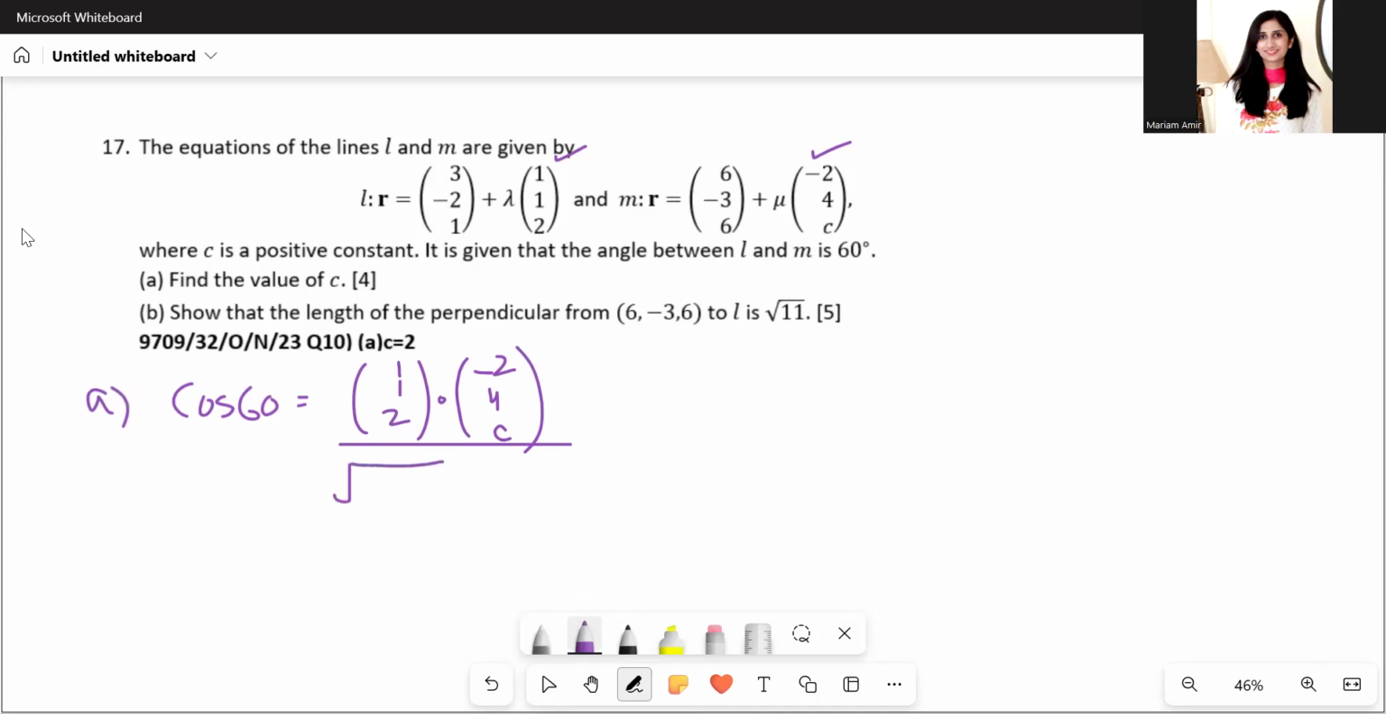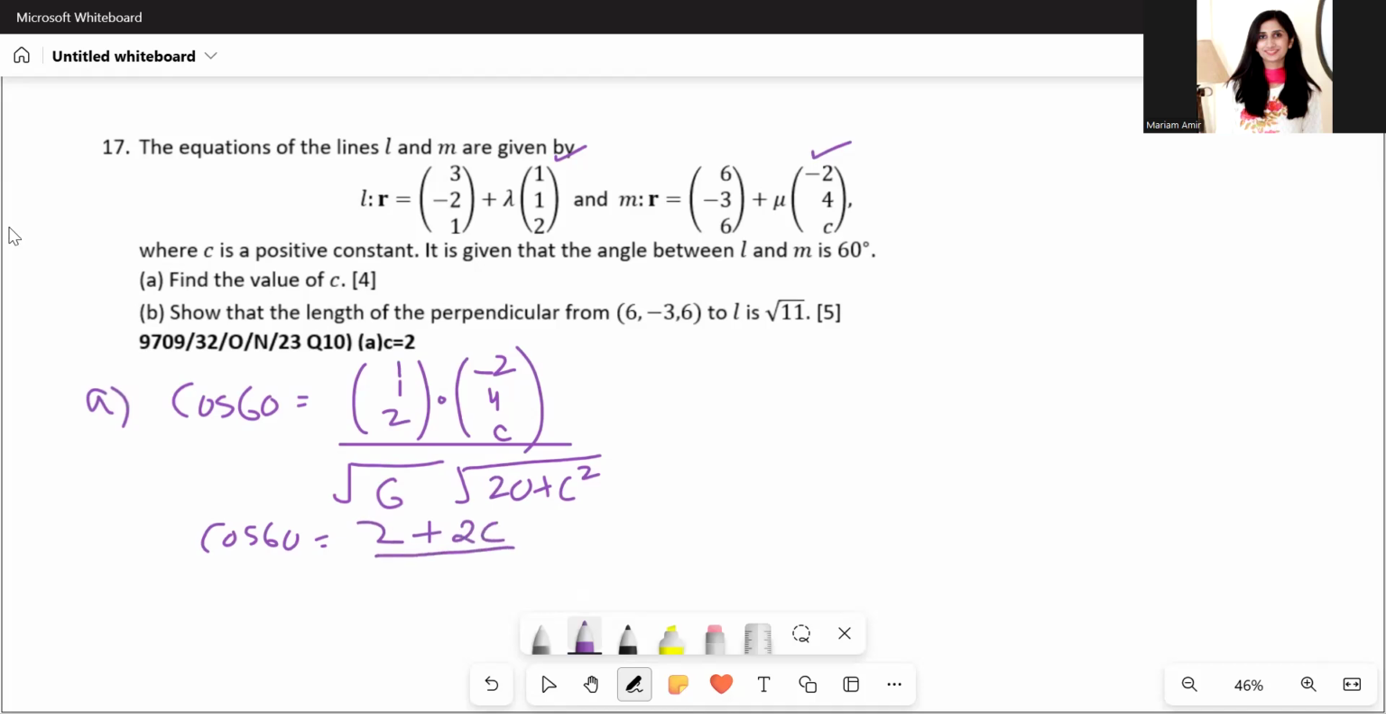The first magnitude is 1 square plus 1 square plus 2 square. That's going to be root 6. And the other magnitude would be 2 square 4 plus 4 square 16, so that would be root of 20 plus C squared. Now we're going to use the dot product in the numerator. So we get cos 60 equals -2 plus 4 plus 2C. So that's 2 plus 2C.